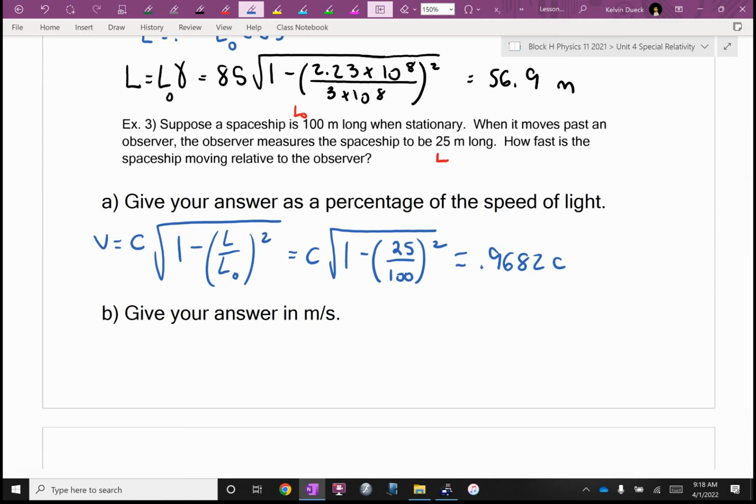.9682. First of all, if you said 96, I would glare at you and say, well, it's at least 97. Let's go to 4 sig figs. Yeah, it's 96.82% of the speed of light.